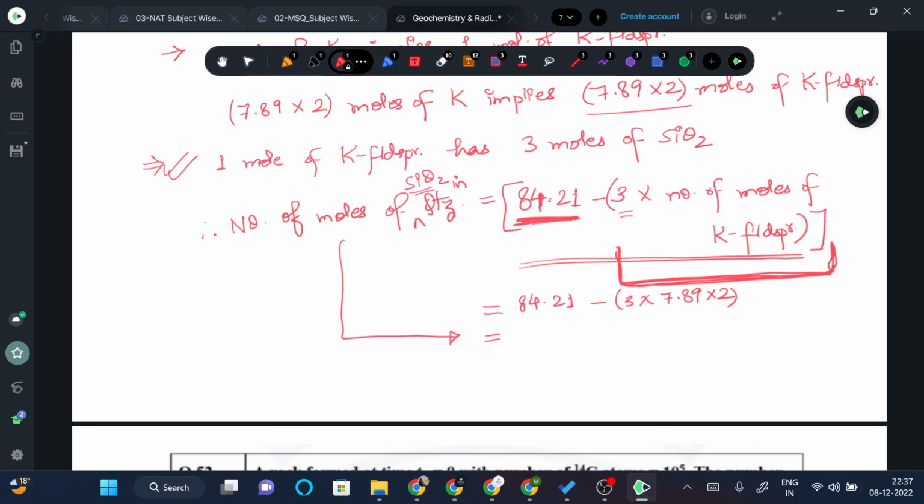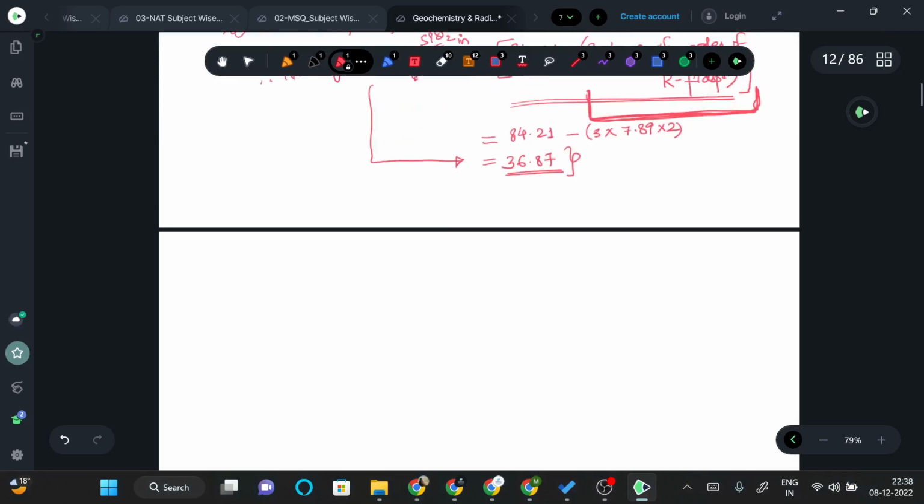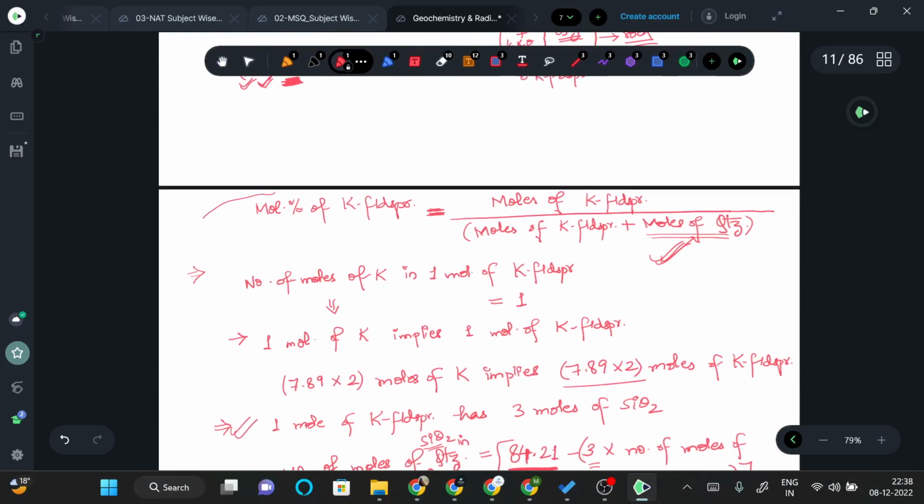Sir, 36.87. 36.87. Okay, so this is coming out to be 36.87. Now 36.87 is the number of moles of SiO2 that got left after forming K feldspar. So this is constituting quartz in the rock. So here, okay, let me add one more page. Here we will go back to what we wrote, what is required, this part. This is what the question is asking.